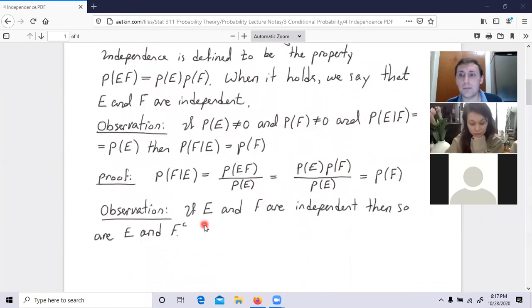Okay, so here is another observation. If E and F are independent, then so is E and F complement.